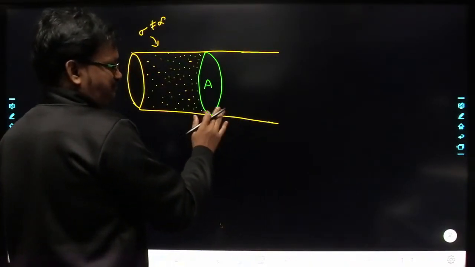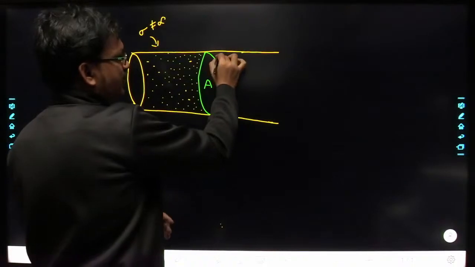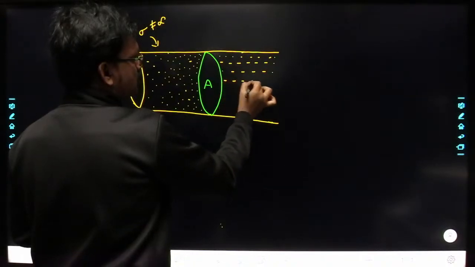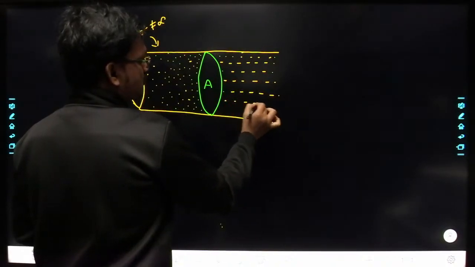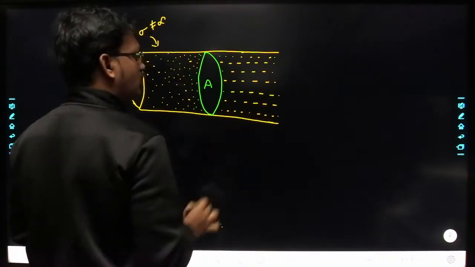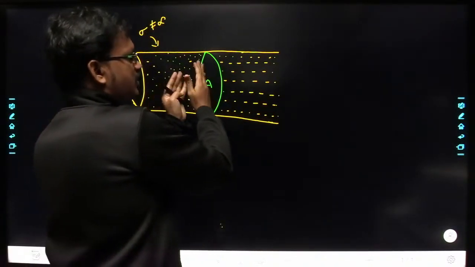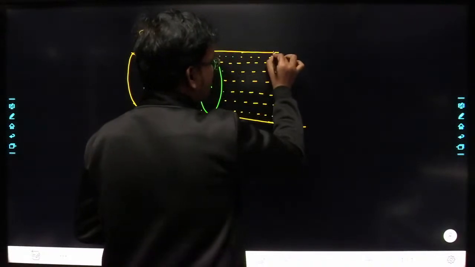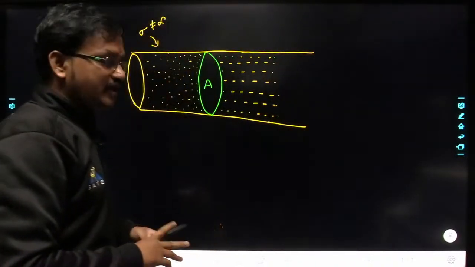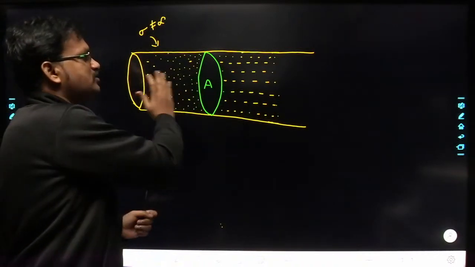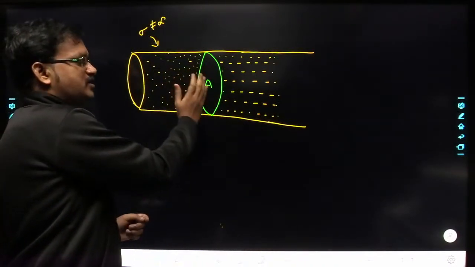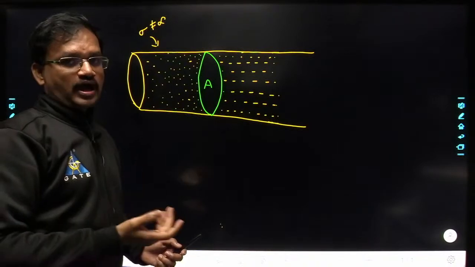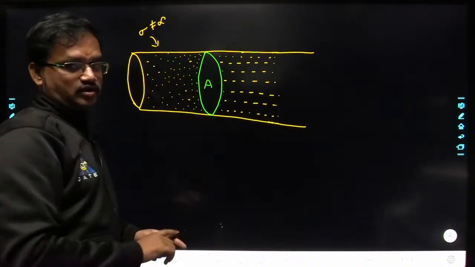So let us assume all these charge carriers are crossing this surface here. Once they cross this surface, they are going to move like this. Yes or no? Once they have crossed this surface, then they are going to move in this direction. Understood? Now what I am saying here is I have allowed these charge carriers to cross this cross section over a time t. Understood?